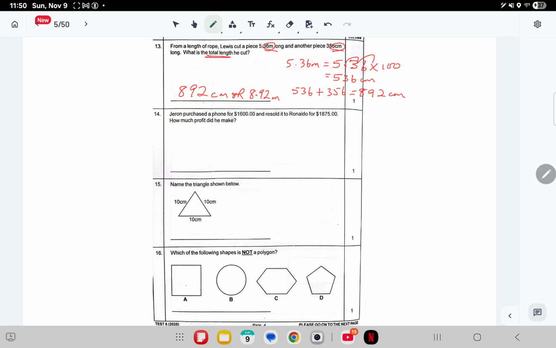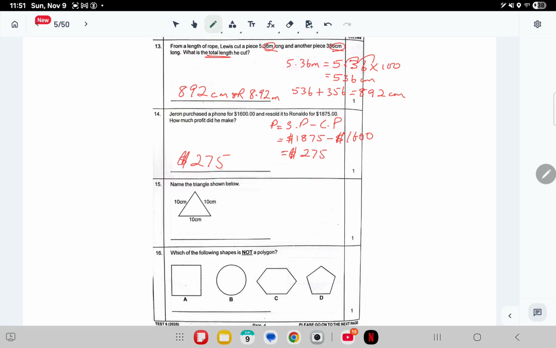Jara purchased a phone for $1,600 and resold it to Ronaldo for $1,875. Calculate the profit he made. To calculate the profit, we'll take the selling price, take over the cost price. So profit is equal to the selling price, take over the cost price. The selling price was $1,875. Take over the cost price is $1,600. That will leave us with a profit of $275.